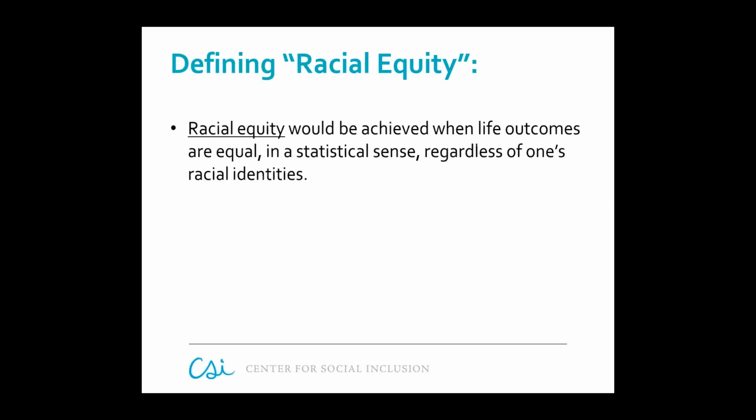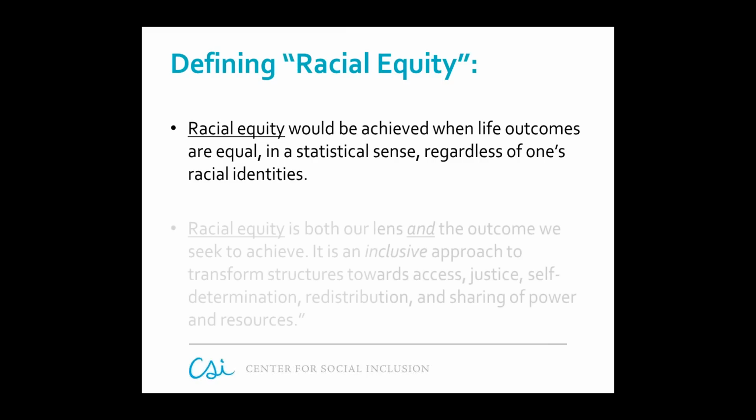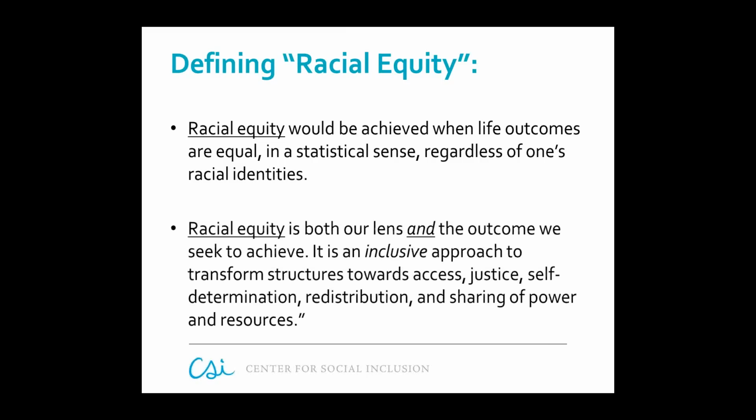Racial equity would be achieved when life outcomes are equal in a statistical sense, regardless of one's racial identities. Racial equity is both our lens and the outcome we seek to achieve. It is an inclusive approach to transform structures towards access, justice, self-determination, redistribution, and sharing of power and resources. So racial equity essentially refers to both a process and a set of outcomes.